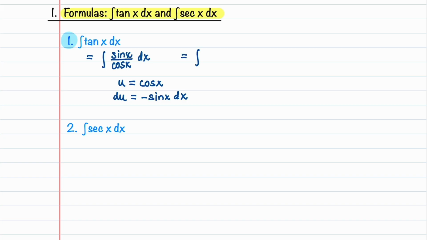This gives us the integral. We have to watch out for the minus sign. We have a minus du all over u. We know how to integrate that. That's just minus natural log absolute value of u plus c. We now go ahead and plug back in that u is equal to cosine x. So we have minus natural log absolute value cosine x plus c.